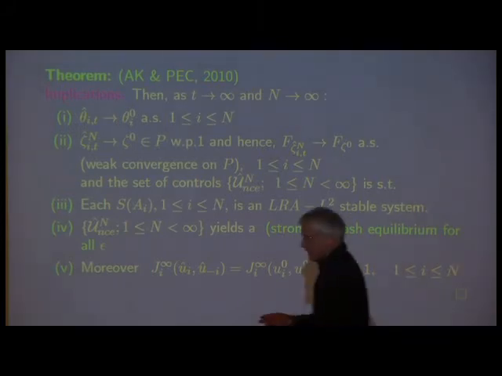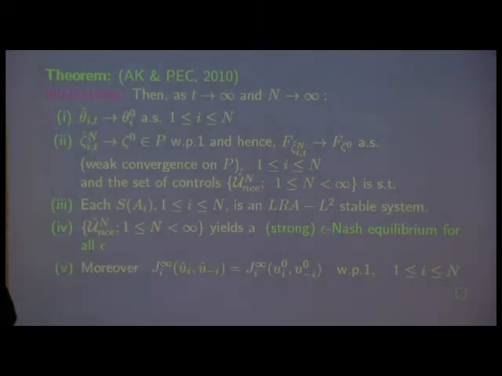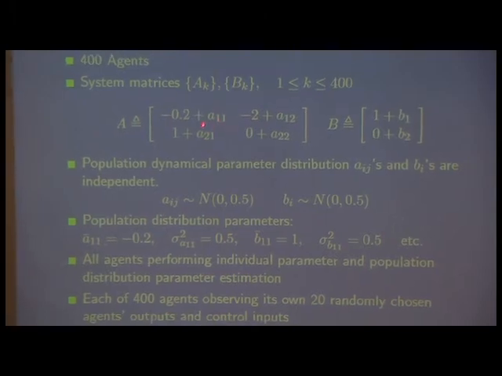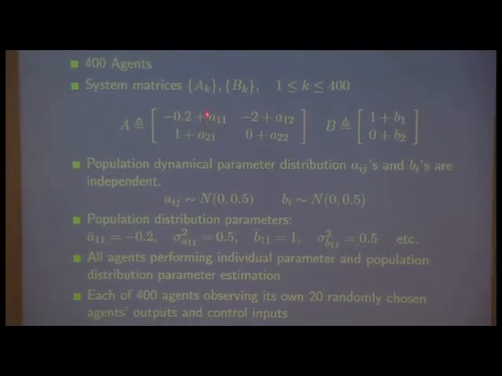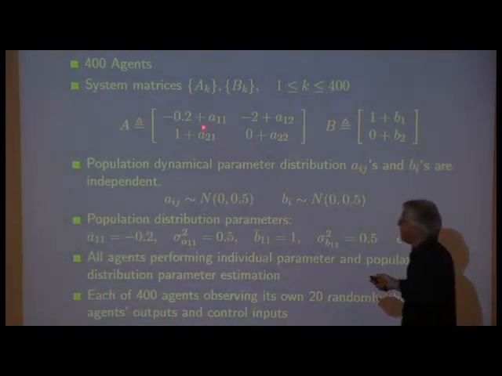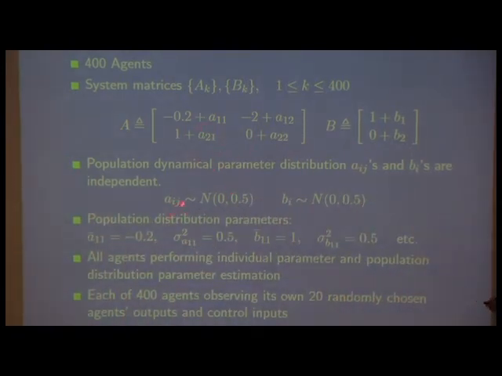Now, I'm going to show you a simulation of that. So in this simulation, you've got 400 agents. Then here we've got the system matrices. The system matrices will be these constants plus these independent Gaussian distributed random variables. So this generates the population of A's, which have to be learnt. Okay. So this gives you the population dynamical parameter distribution.